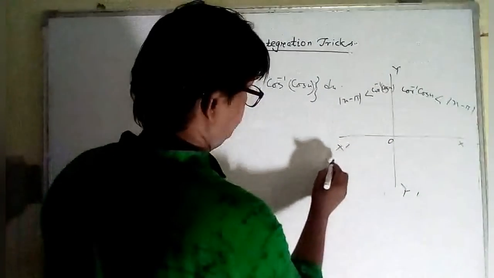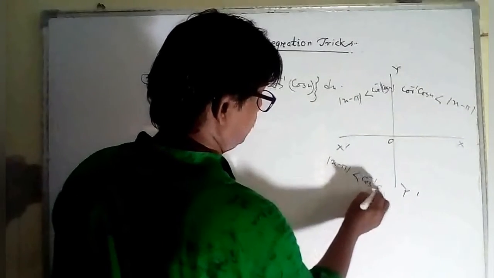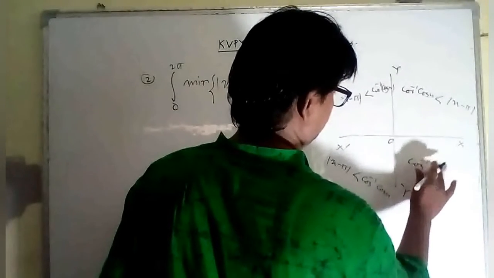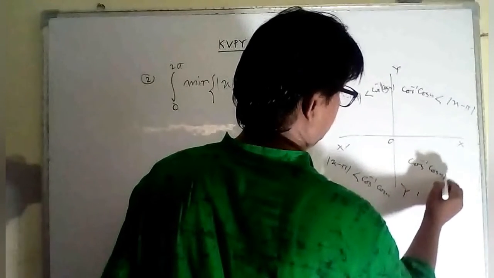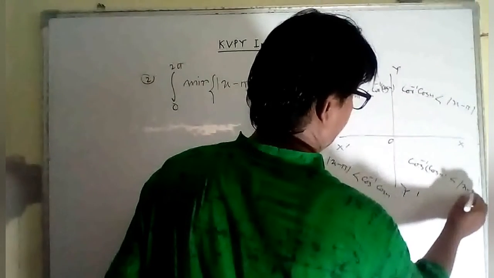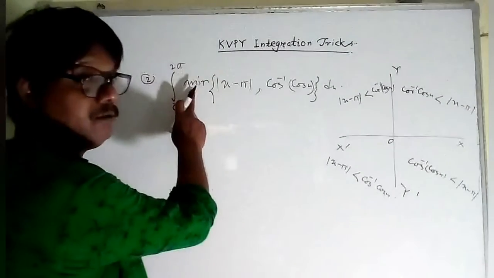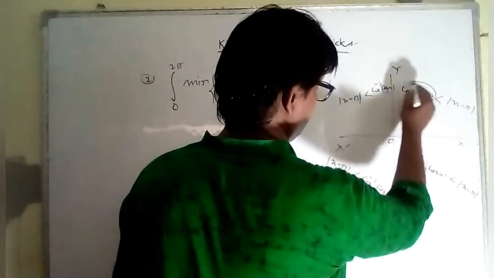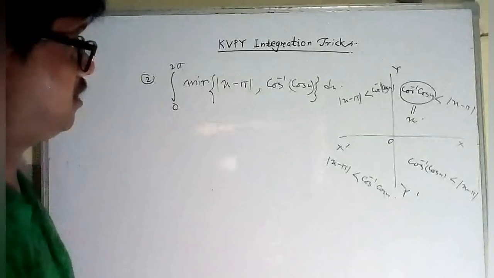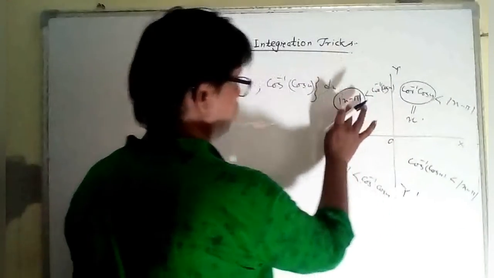In the third quadrant, |x minus pi| is less than cos inverse cos x. In the fourth quadrant, cos inverse cos x is less than |x minus pi|. Then we have to take the minimum value. So here the minimum value is this, and cos inverse cos x is x in the first quadrant. The minimum value is this, the functional value is this.